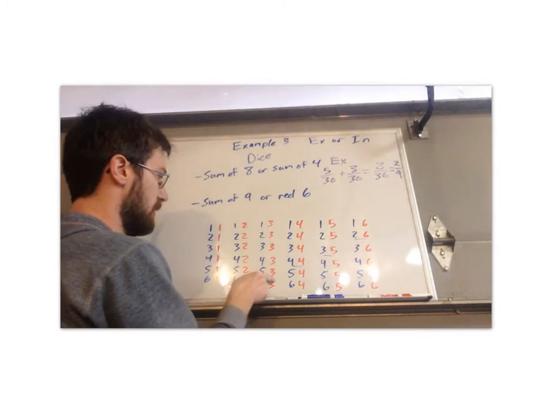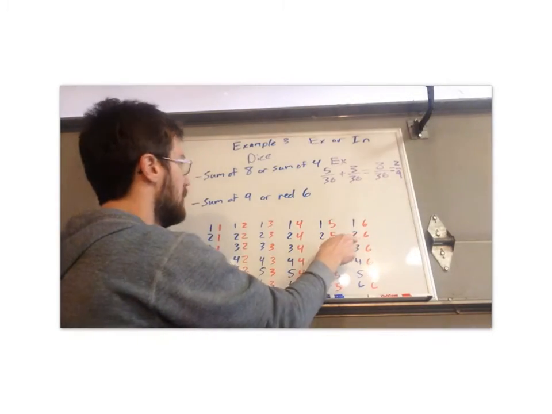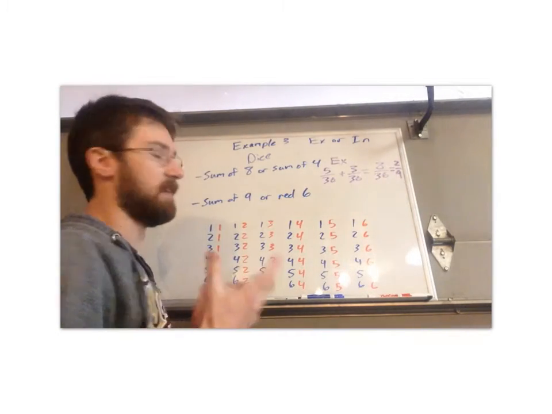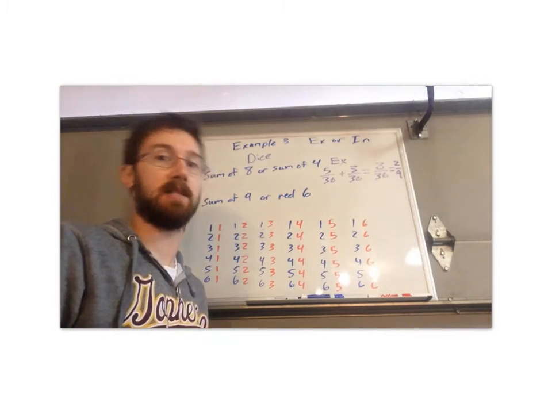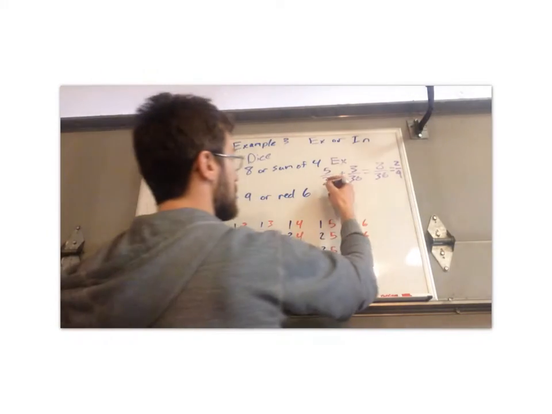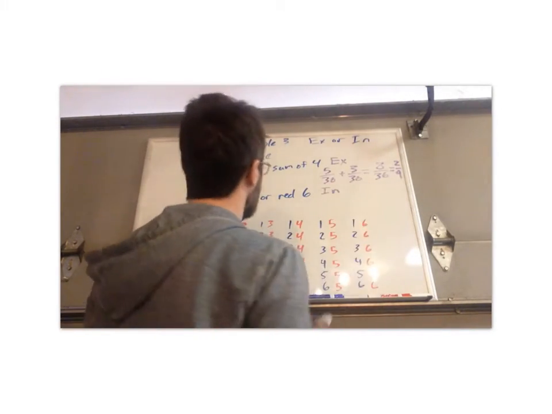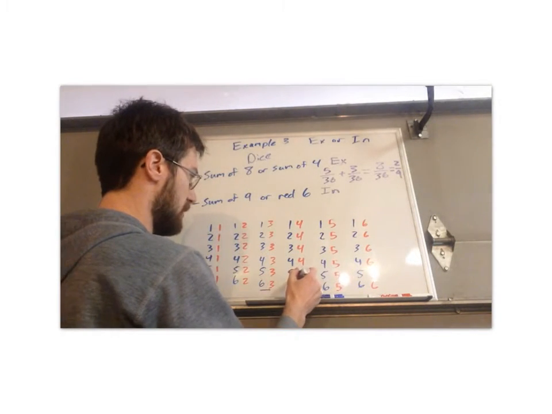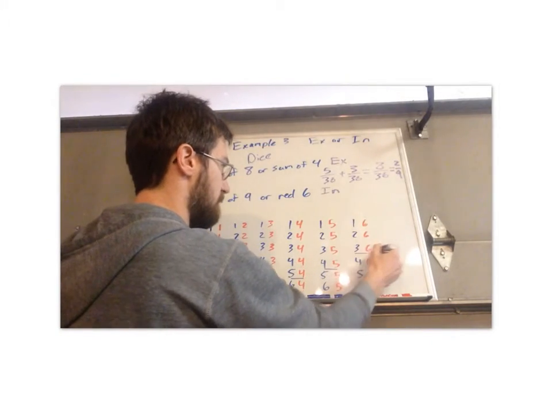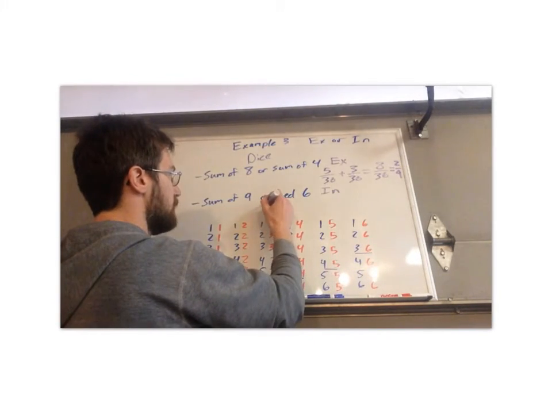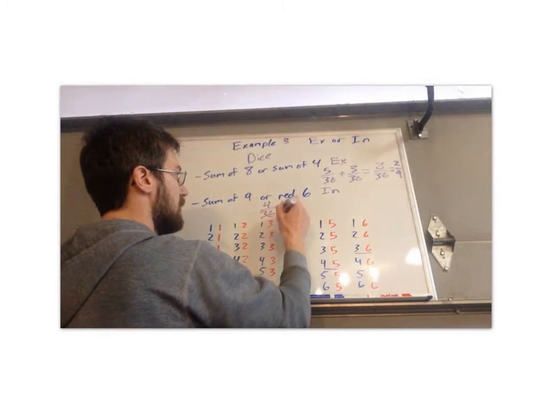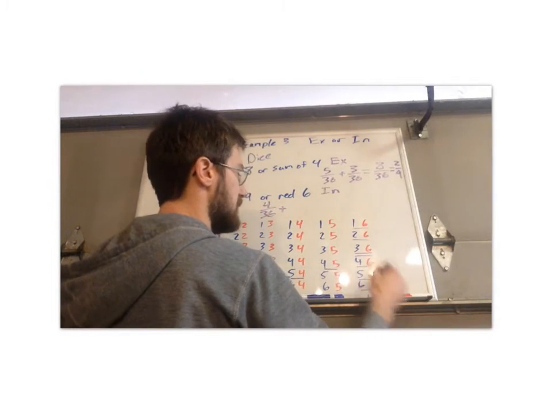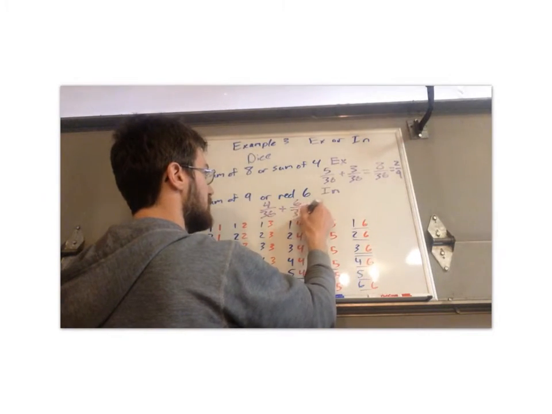Our second one then, a sum of 9 or a red 6. Now this is going to be inclusive because if I have a red 6 and then I have a blue 3, that's going to be a sum of 9. So this is inclusive. It can be both of them. Our sums of 9, we've got 1, 2, 3, 4. So that's 4 out of 36. And then our red 6s, we've got 1, 2, 3, 4, 5, 6. So that's 6 out of 36.